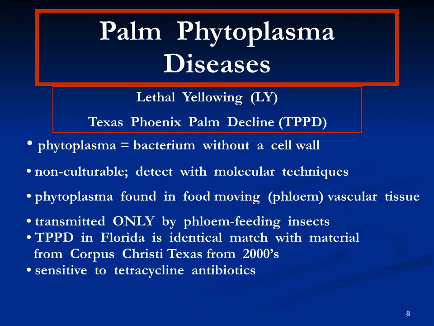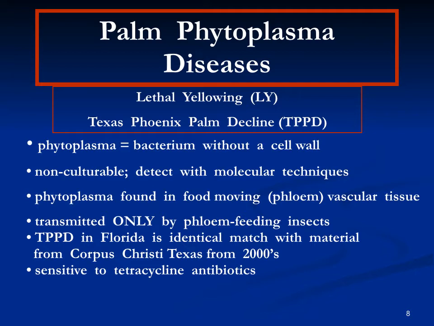Phytoplasmas in this case are found in the food-moving, or phloem, vascular tissue. That may not be true of all phytoplasmas, but in the case of lethal yellowing and Texas phoenix palm decline, it is. It is transmitted only by phloem feeding insects. Generally, this is an insect with piercing, sucking mouth parts. Texas phoenix palm decline in Florida is an identical match with material from Corpus Christi, Texas, from the 2000s.